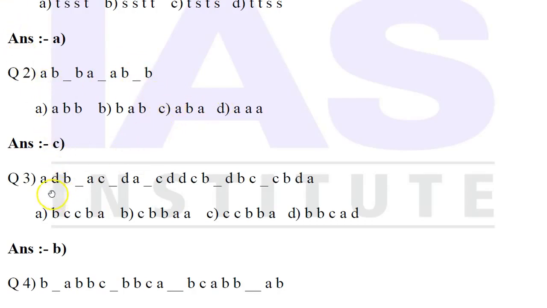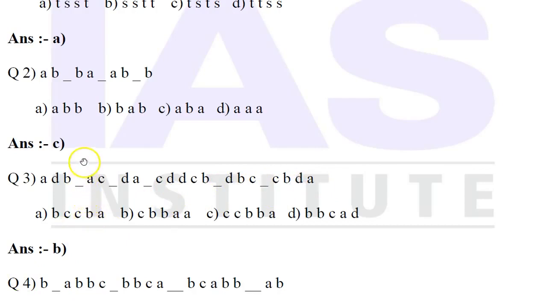Now the third question here. ADB dash, AC dash D, A dash CD, DCB dash, DBC dash, CBDA. So count the number of terms here. You have 1, 2, 3, 4, 5, 6, 7, 8, 9, 10, 11, 12, 13, 14, 15, 16, 17, 18, 19, 20, 21, 22, 23, 24. There are 24 here in total. So if there are 24, split this into 4, 4.